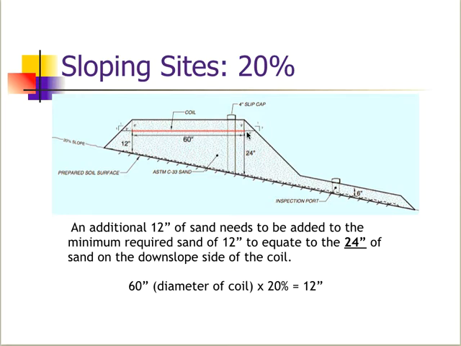So what we need to do is compensate for the amount of sand on the downslope side. And it's a very simple formula. If we take the diameter of our coil, which is a 5-foot coil or 60 inches, multiply that, in this case by 20%, that's our slope of the site, that will mean we need an additional 12 inches of sand. So we're going to end up having a total of 24 inches of sand underneath this downslope coil and a minimum of 12 under the upslope side of the coil.